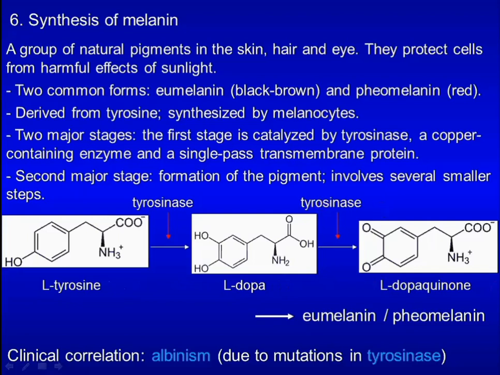Second stage leads to formation of the pigment. It involves several smaller steps. Here is a clinical correlation. Mutations in tyrosinase cause albinism.